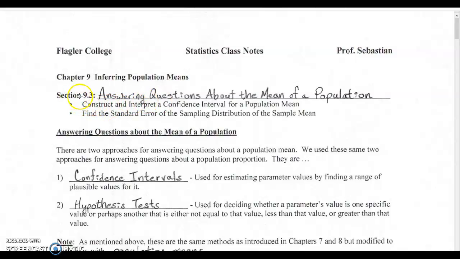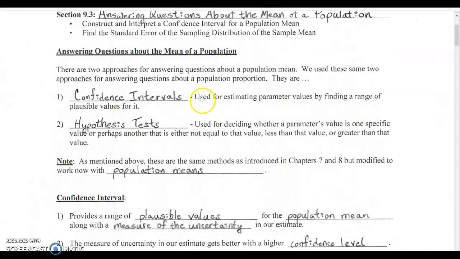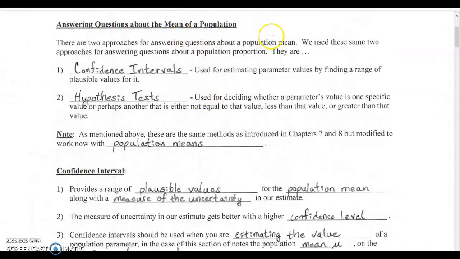So the title of this section is Answering Questions about the Mean of a Population. There are two approaches for answering questions about a population mean. These are exactly like what we did for a population proportion. We have confidence intervals and hypothesis tests.